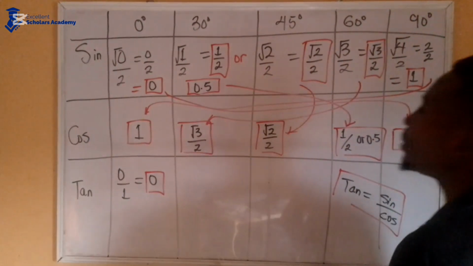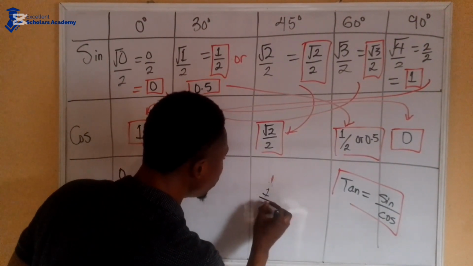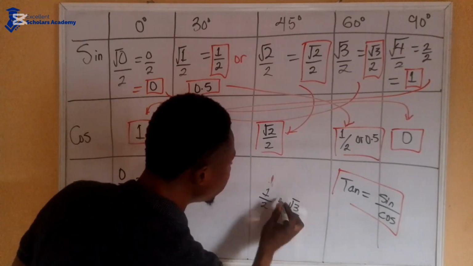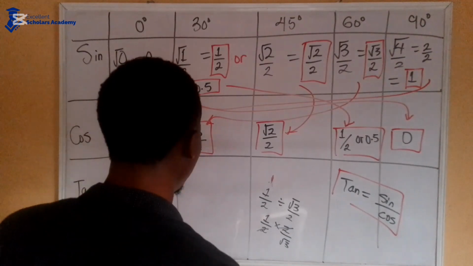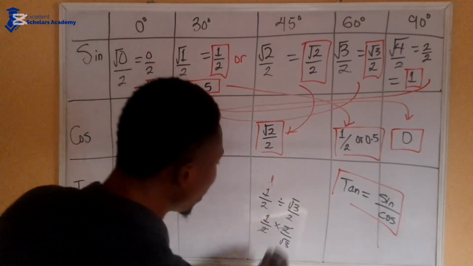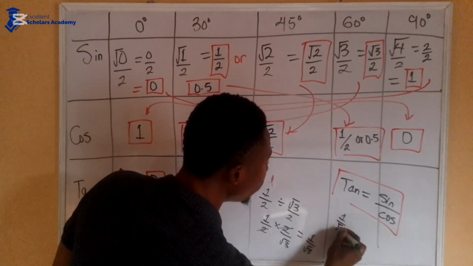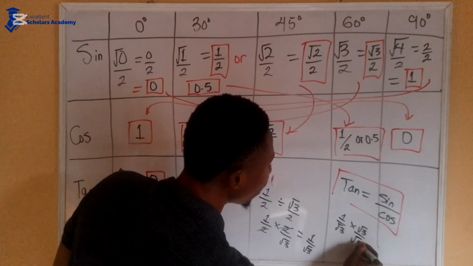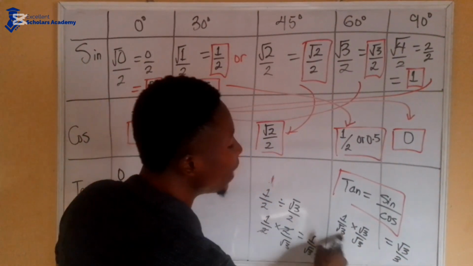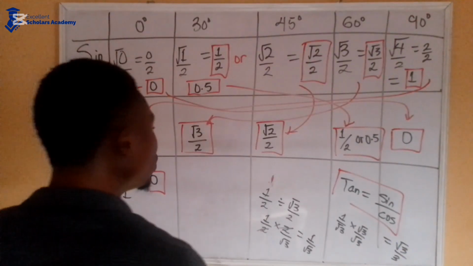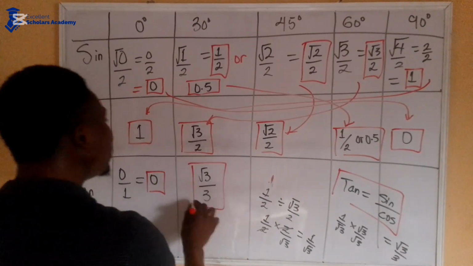Now 1 over 2 divided by root 3 over 2. Of course, division turns to multiplication. This is going to be 1 over 2 multiplied by 2 over root 3. The 2s cancel, so we're left with 1 over root 3. Now by rationalization, we have 1 over root 3 multiplied by root 3 over root 3. 1 times root 3 gives us root 3, and root 3 times root 3 gives us 3, because multiplying a root of the same number gives you that number without the root. So we have root 3 over 3.